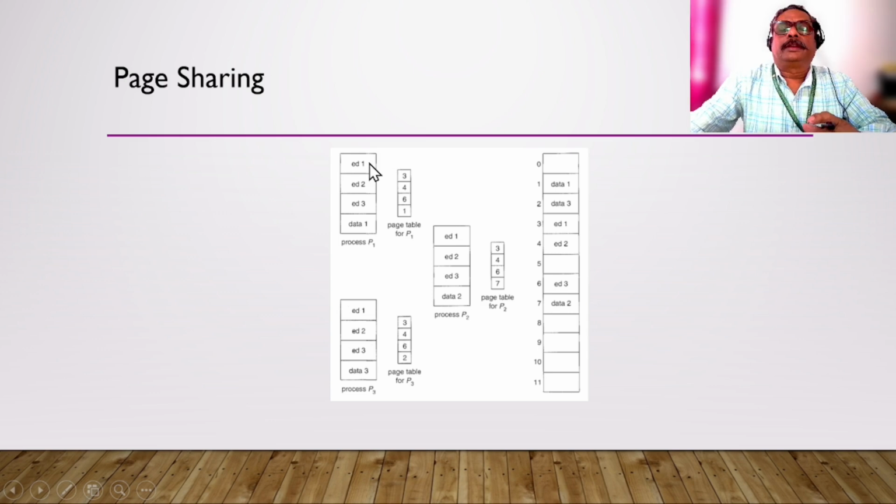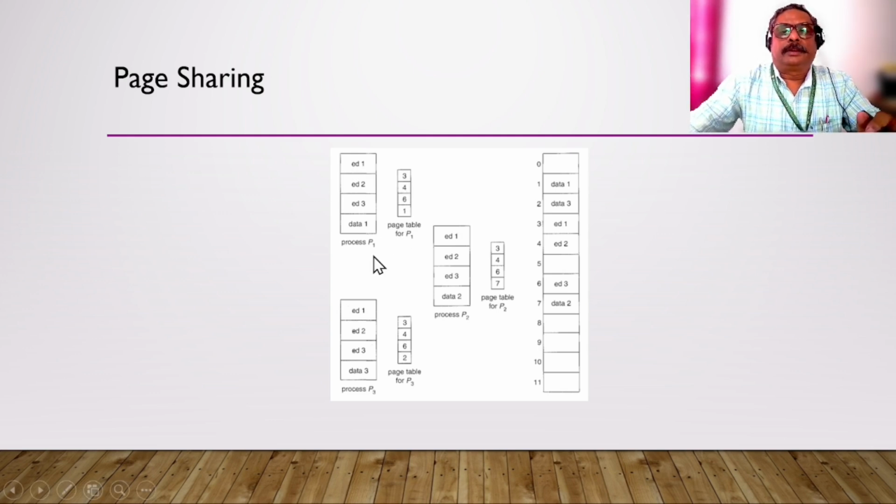In that case, we can share the resources, because these resources are put in the form of pages, and if we can share these pages among the processes, then we can save a lot of memory, and at the same time there won't be any degradation in system efficiency. So let's look at how this works.